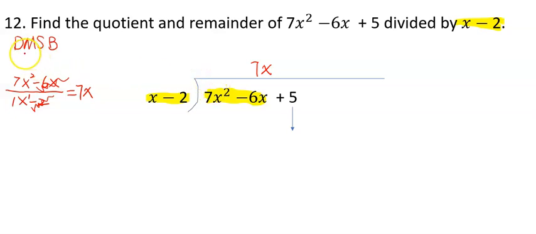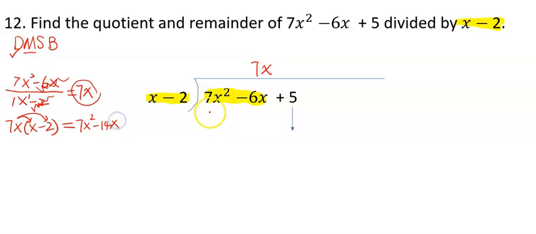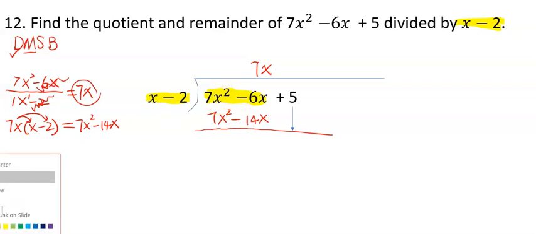So the second step will be multiplication. We just did division. The multiplication will be taking the quotient from the first step and multiplying with the x minus 2. We distribute 7x to x and minus 2, so we get 7x squared minus 14x. I'm going to line this up with 7x squared minus 6x. If the quotient is 7x and we multiply with the divisor, it's going to give us 7x squared minus 14x, and we deduct that from what we have to see what's left.